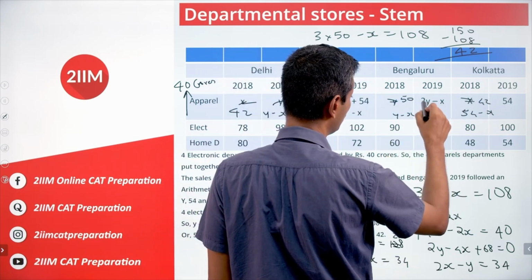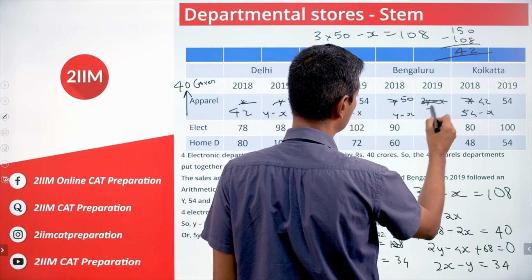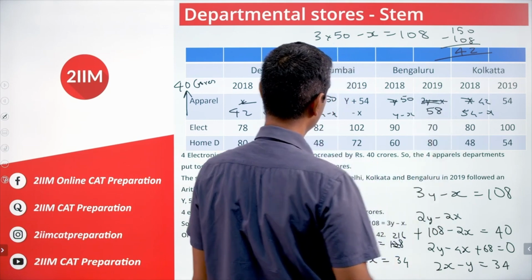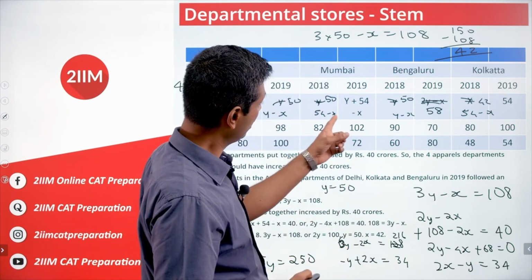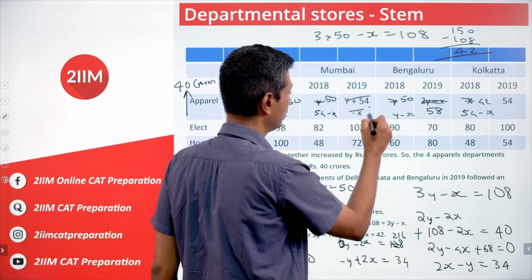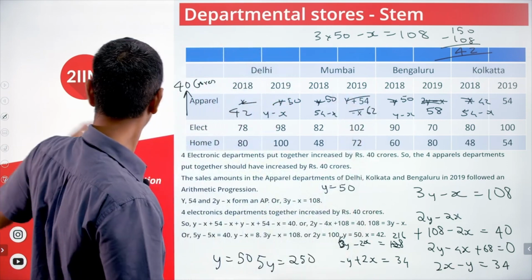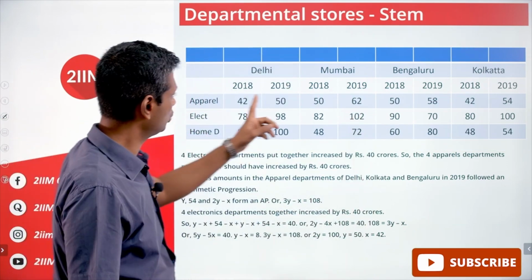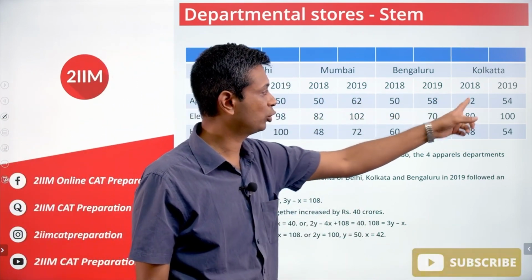2y minus x. 2 into 50, 100 minus 42, 58. Y plus 54 minus x: 50 plus 54 minus 42. 54 minus 42 is 12. 50 plus 12 is 62. Fill everything in. 42, 50, 50, 62, 50, 58, 42, 54.